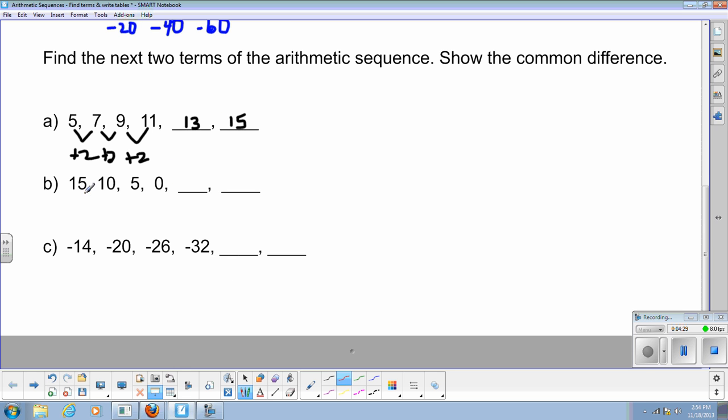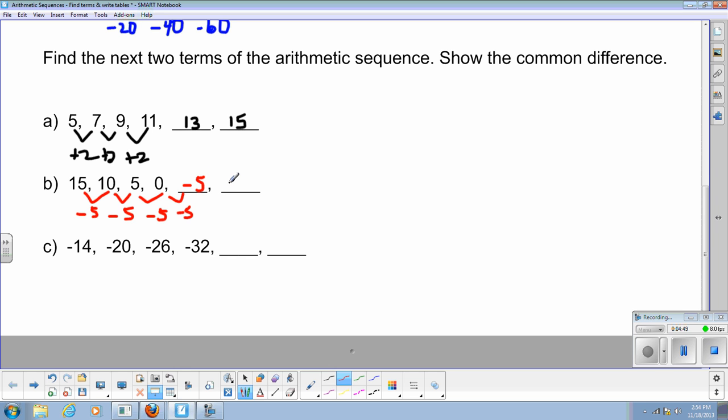Looking at letter B, 15 to 10, minus 5. 10 to 5, minus 5. 5 to 0, minus 5. So if I subtract 5 again, 0 minus 5, negative 5.